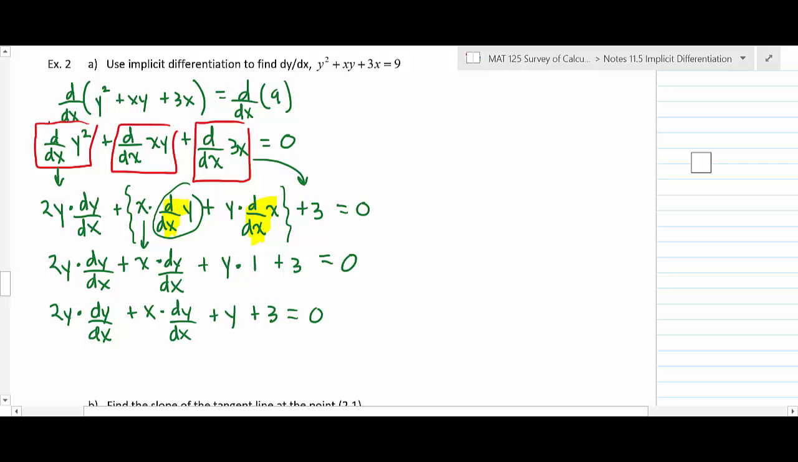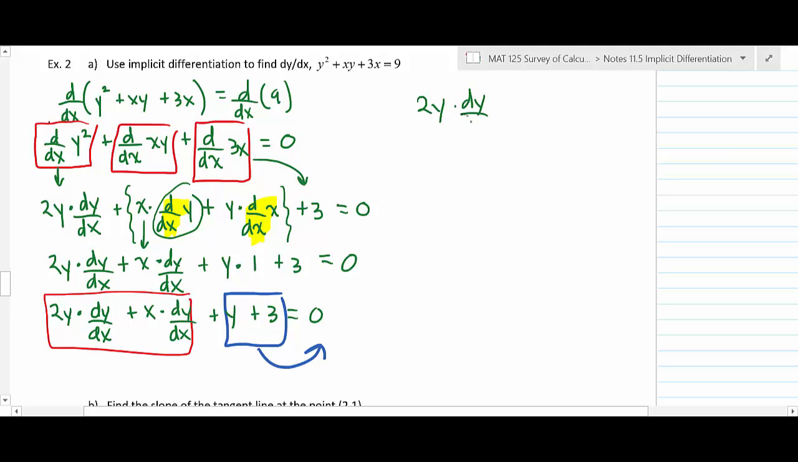I have to solve the equation for dy over dx. So, here's the way you think of this. Anything that has a dy over dx in it needs to be together on one side of the equation. Anything that does not needs to go to the other side. So the y and the 3 need to go the other side. So what you'll have is 2y times dy over dx plus x times dy over dx equals, and then this is going to be negative y minus 3, because you're just subtracting y and subtracting 3.